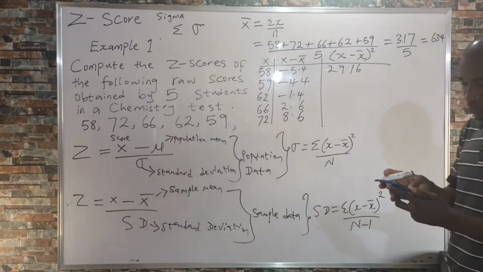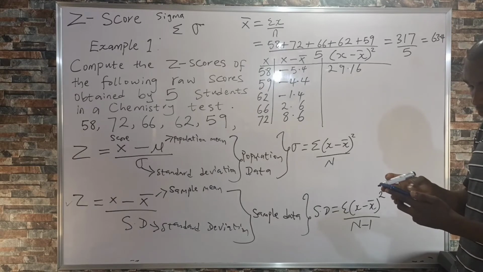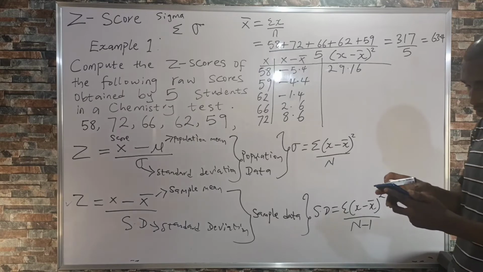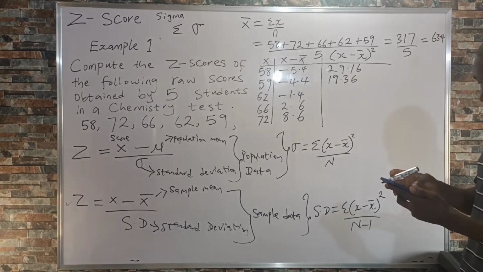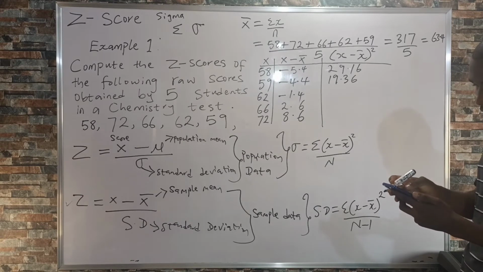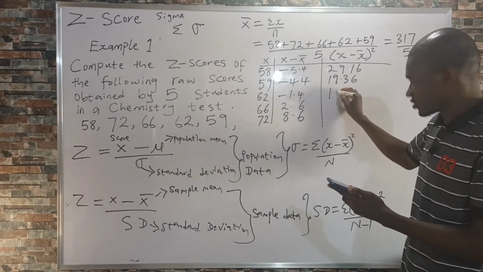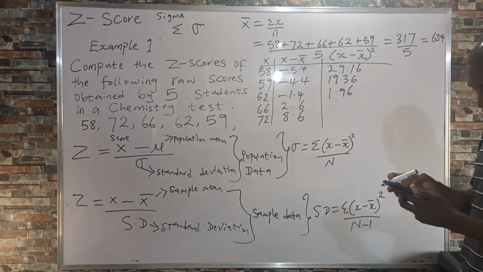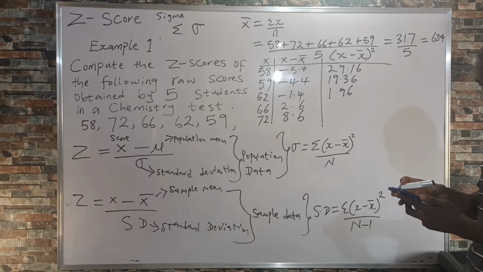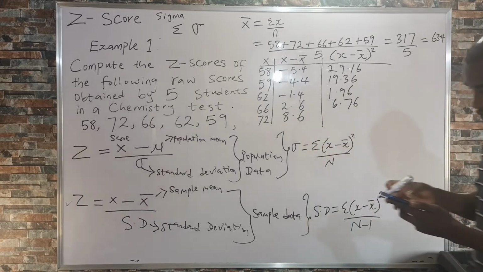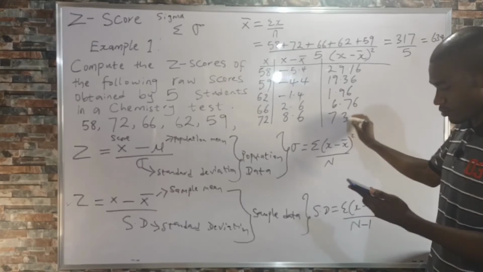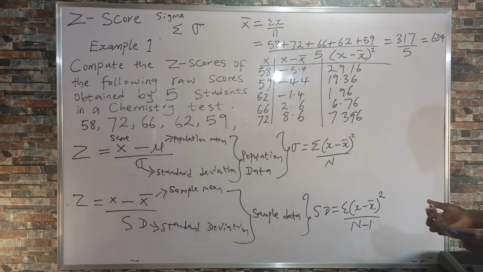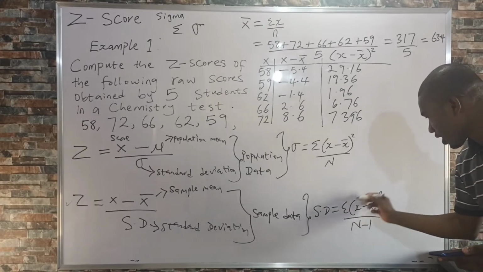And that will give us 29.16. Then for the next one, we have negative 4.4, closed in brackets, raised to the power of 2, and that gives us 19.36. For the next one, negative 1.4 raised to the power of 2 gives us 1.96. Then 2.6 raised to the power of 2 gives us 6.76. And the next one, 8.6 raised to the power of 2, gives us 73.96.